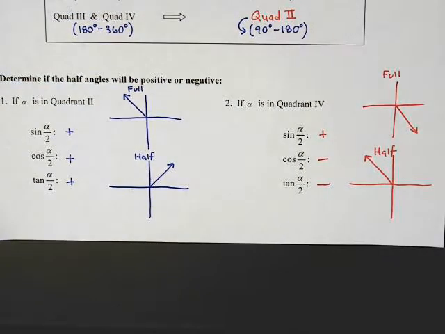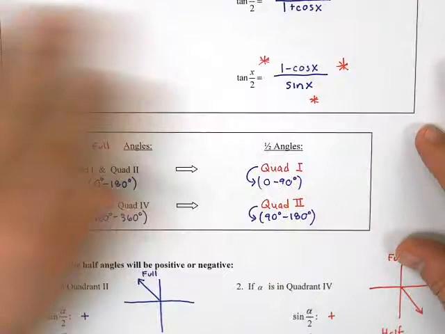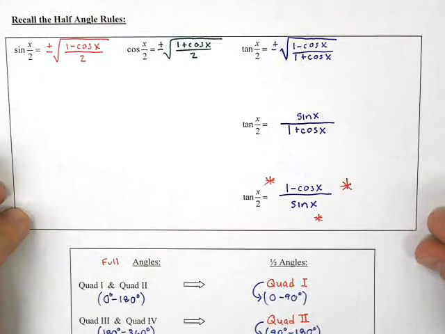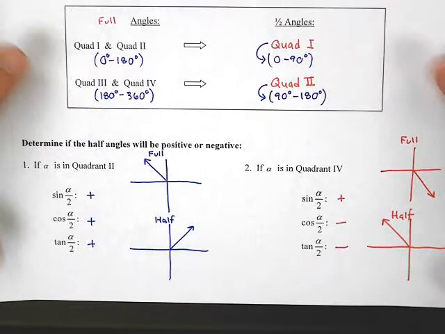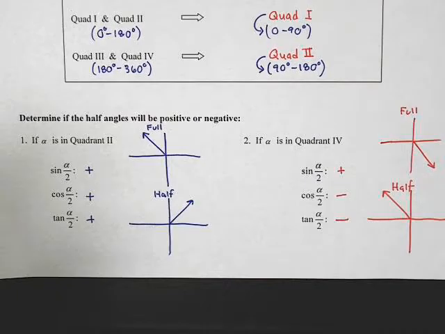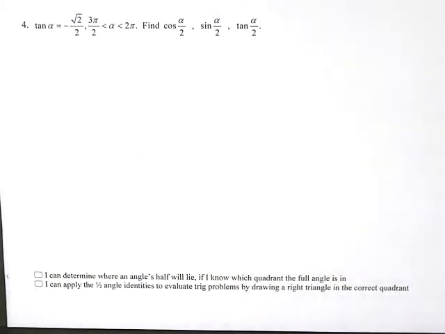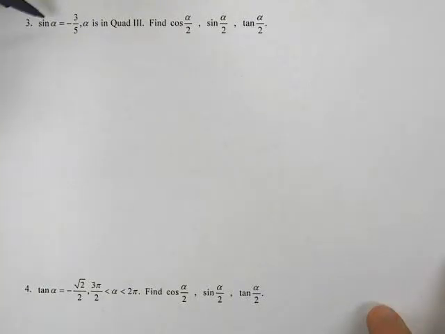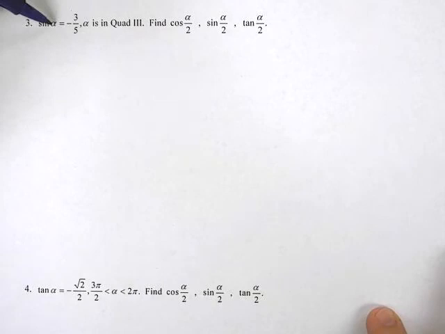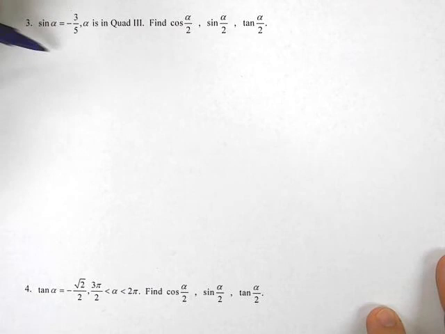Okay? So now that we have reviewed our formulas, and we have some better understanding of how the full angles and half angles work, we're ready to start. Okay, so number 3 here. Alright, here we go. So, I know that the sine of my full angle is negative 3/5, and I know that my full angle is in quadrant 3.